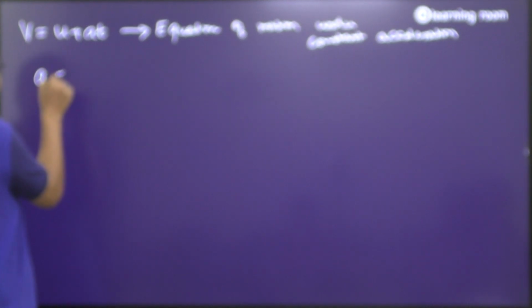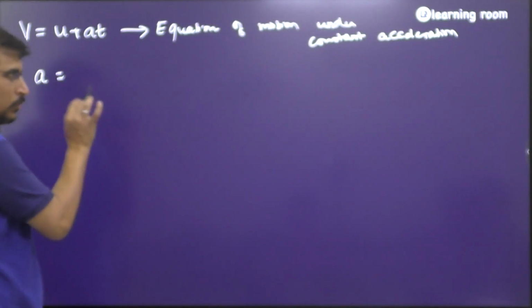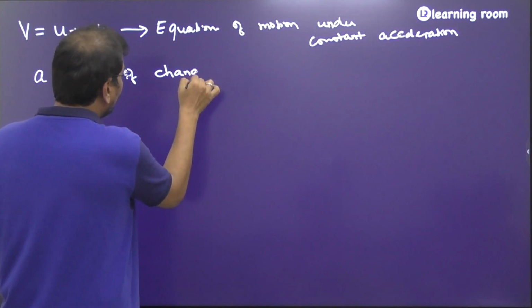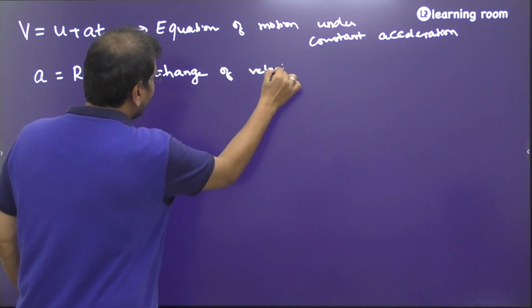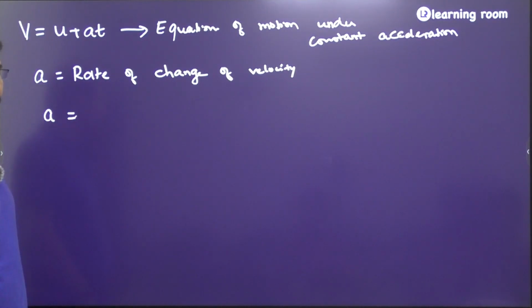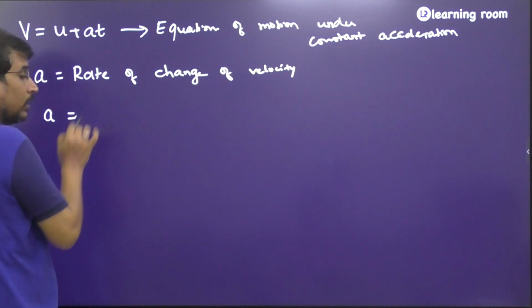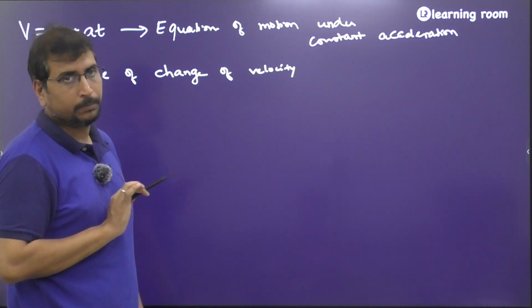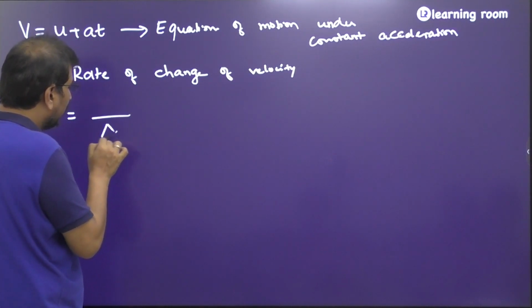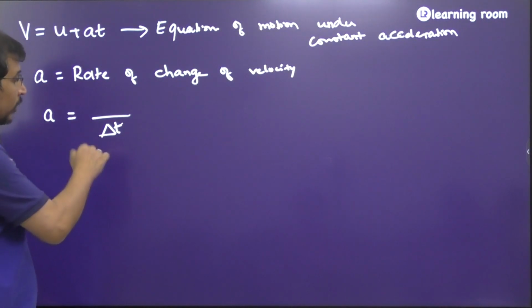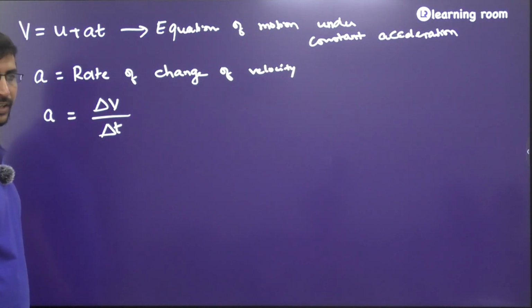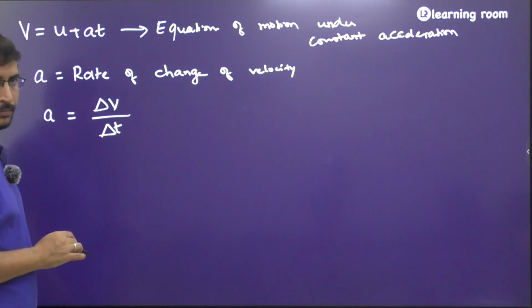Now see, what is the basic definition of acceleration? Just to recollect, it is called the rate of change of velocity. This you know already. So a is equal to, how can I write it? Rate means something changing with respect to time. So with respect to means that should be the denominator, so you put delta t. And what is changing with respect to time? Velocity. Change is always represented with delta. So delta v divided by delta t is acceleration.